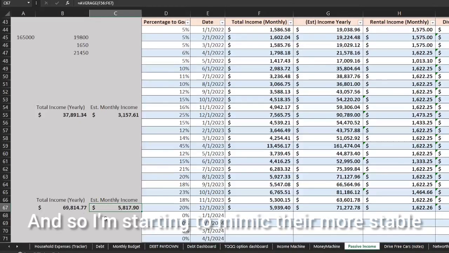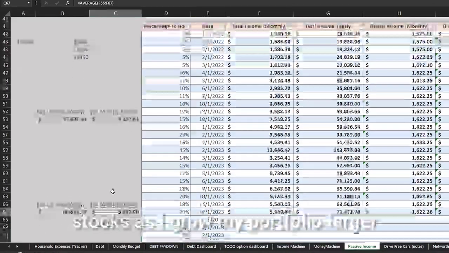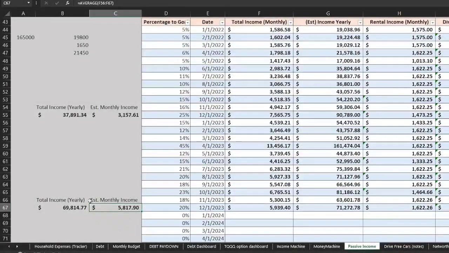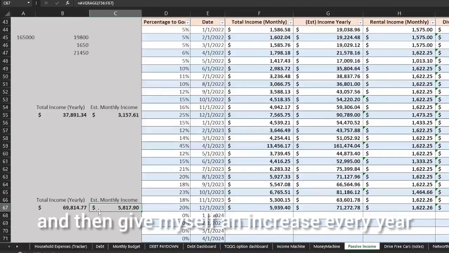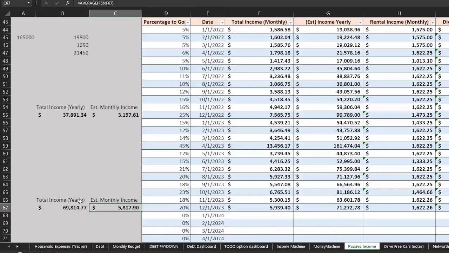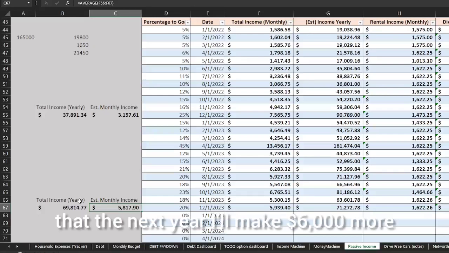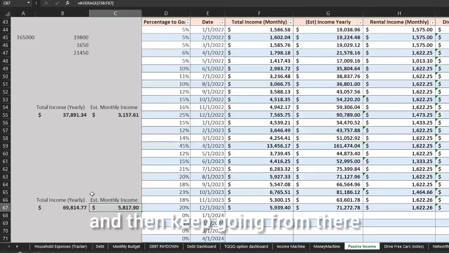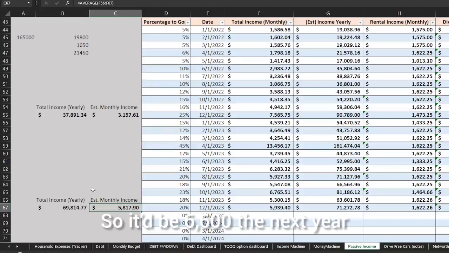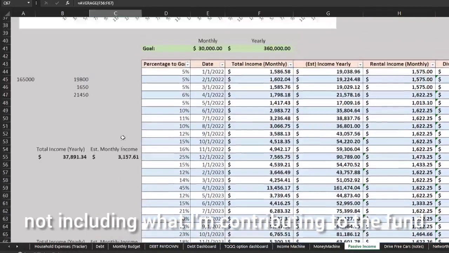And so I'm starting to mimic their more stable stocks as I grow my portfolio larger and then give myself an increase every year of about 8 to 10%. So if I'm making, let's say, $60,000 in dividend stock, then I'm hoping that the next year I'll make $6,000 more, and then keep going from there. Just keep raising up, so it'll be 6,600 the next year, not including what I'm contributing to the fund.